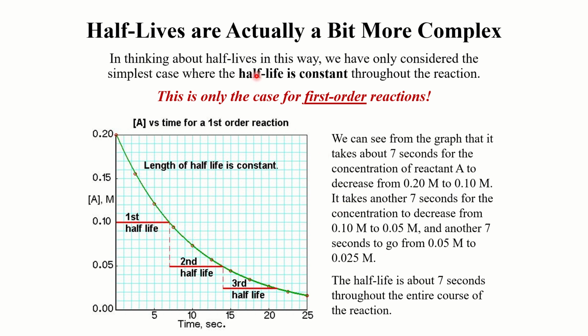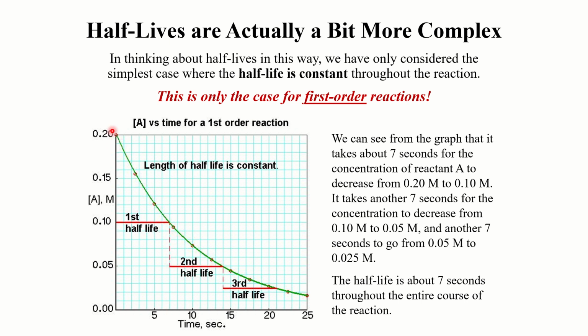All right, so in thinking about half-lives in this way, we have only considered the simplest case, the first order reaction, where the half-life is constant. Again, this is only the case for first order reactions. So we see from the graph here, we just have concentration versus time plotted. So we start at 0.20, and it takes approximately 7 seconds to go from 0.20 to 0.10, which would be exactly half.